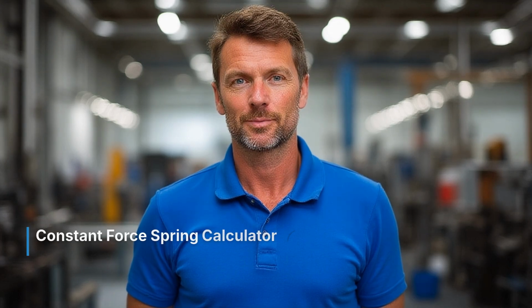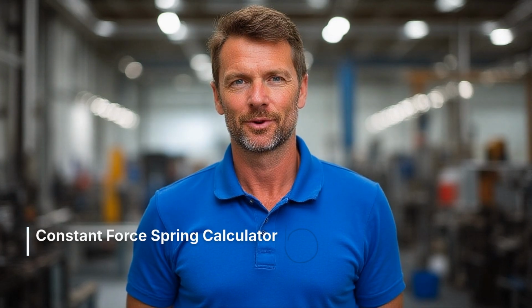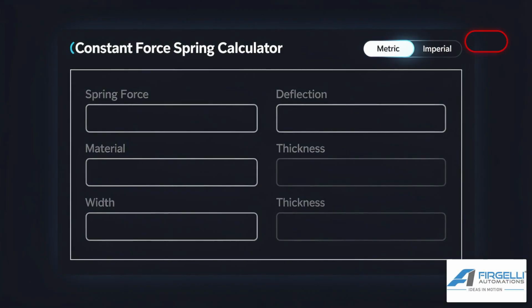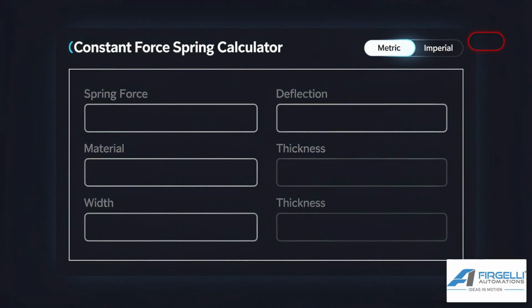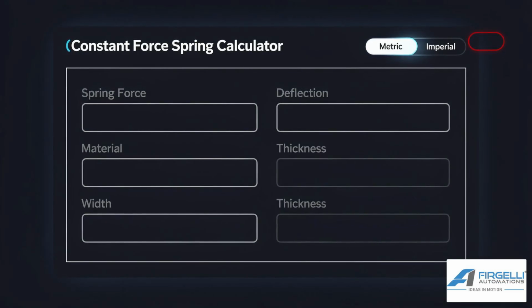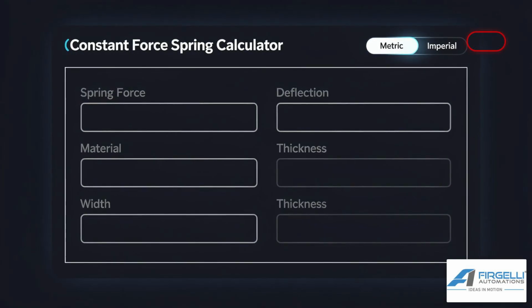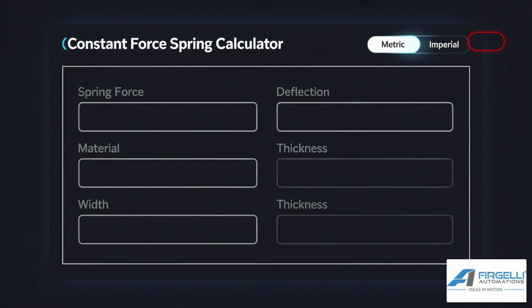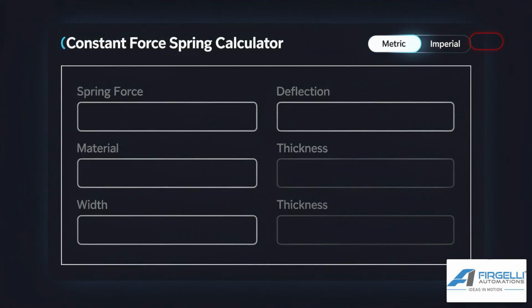The constant force spring calculator determines the output force, maximum stress, and estimated life cycles for constant force springs based on your design parameters. Let's start with the input fields. First, select your unit system. You can choose between Imperial, which uses inches, pounds force, and PSI, or metric, which uses millimeters, newtons, and megapascals. For this demonstration, I'm using Imperial units.